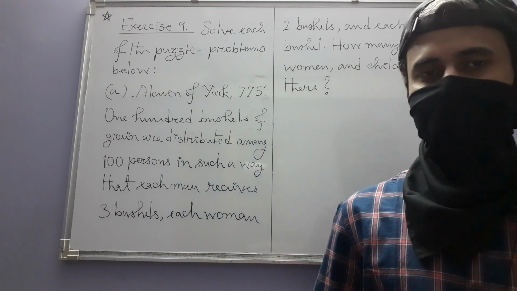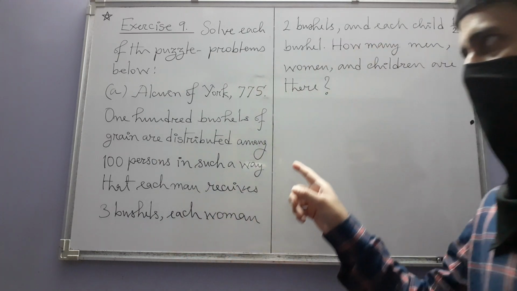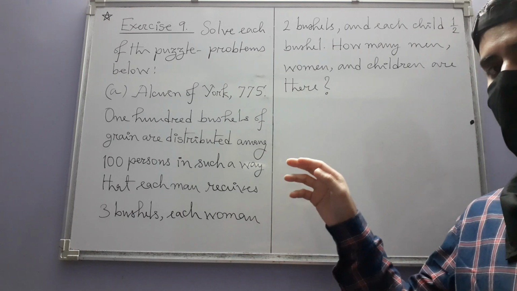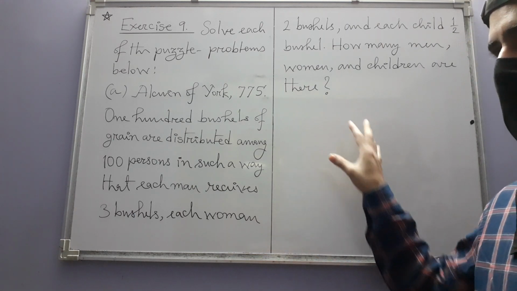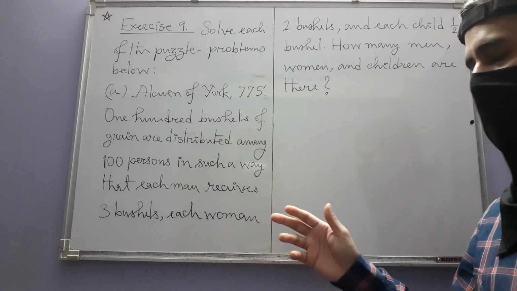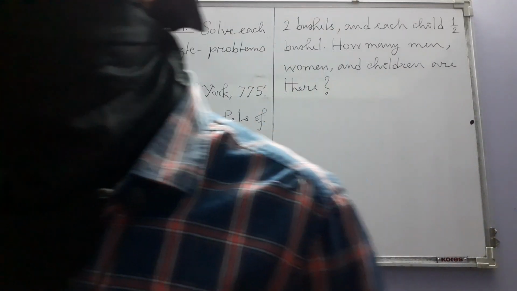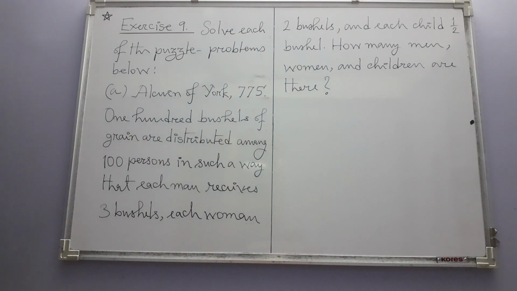Okay, so this is the final exercise. There are 5 parts, of which this is the first one. So before we see the other parts, we are going to solve this one. And these are puzzle problems which need Diophantine equations for their solution. So let us see what the first one is.